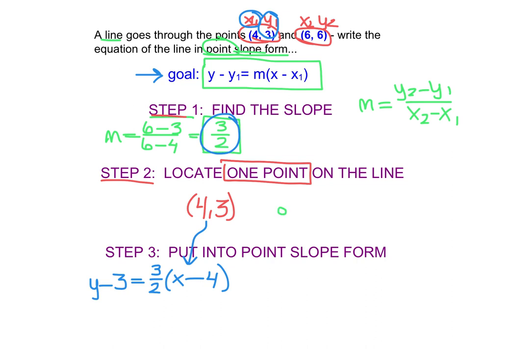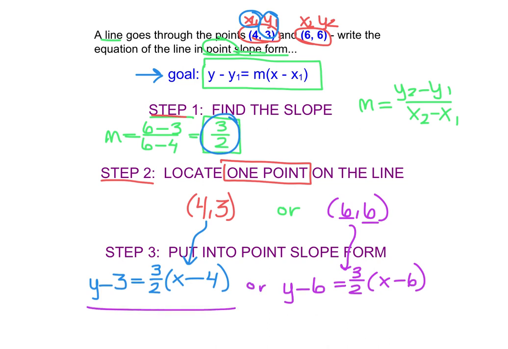Now remember, we also could have picked a different point. We could have picked the point 6, 6, and if we had done that and substituted it in, it would have been y minus our y-coordinate of 6 is equal to our slope of 3 over 2 times, in parentheses, x minus our x-coordinate, which was 6. So either one of these would work. You could have point 1 or point 2 as long as you take your slope and 1 point and substitute it into this equation. You are writing an equation of this line in point-slope form.